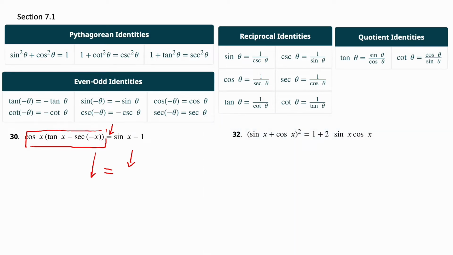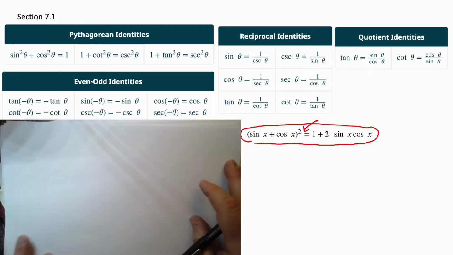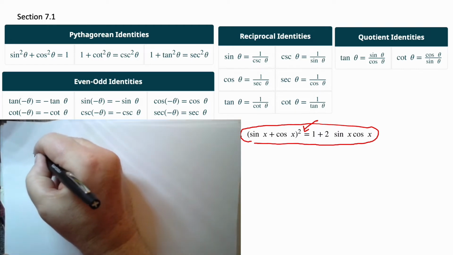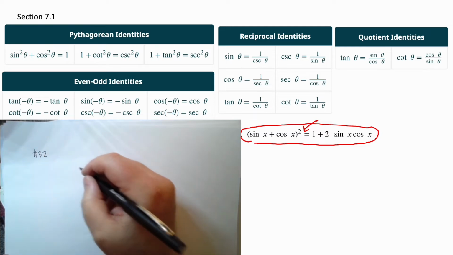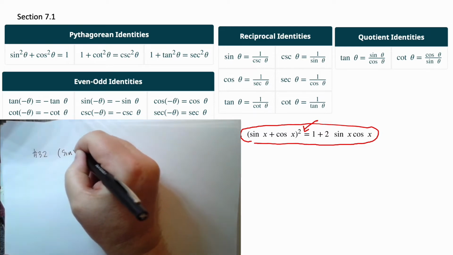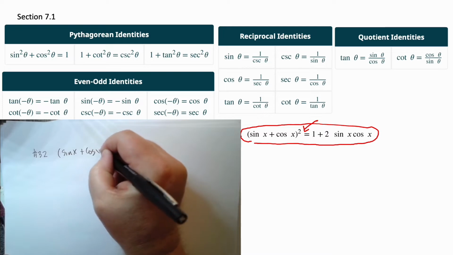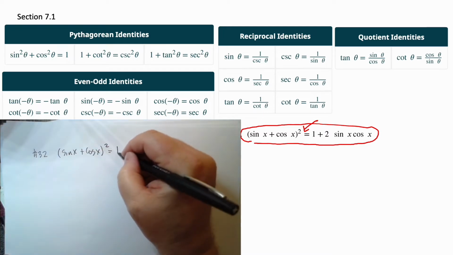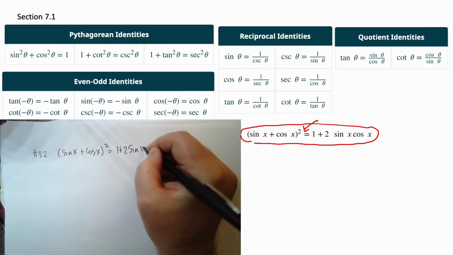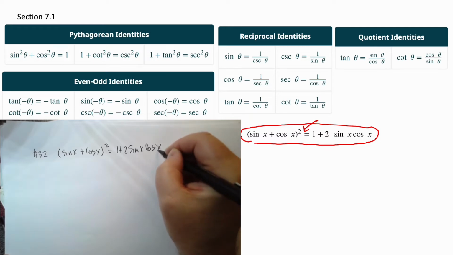Alright, so now let's try this one. Again, you want to show this equality, and you have to assume that the equal sign is the thing that you're proving true. So start with one side, and then you go to the other side. Alright, so let's do number 32. And this one is sine x plus cosine x squared equals 1 plus 2 sine x cosine x.